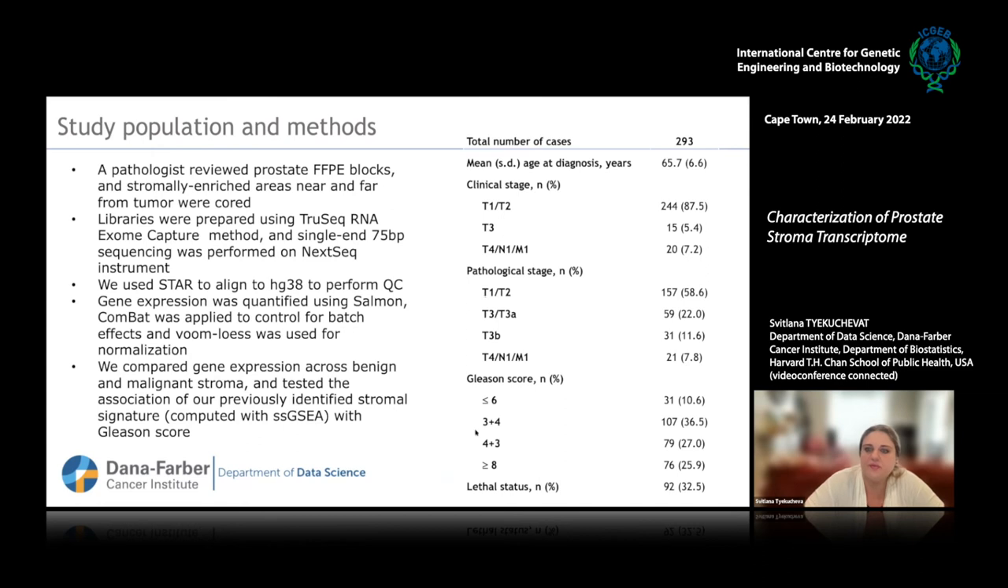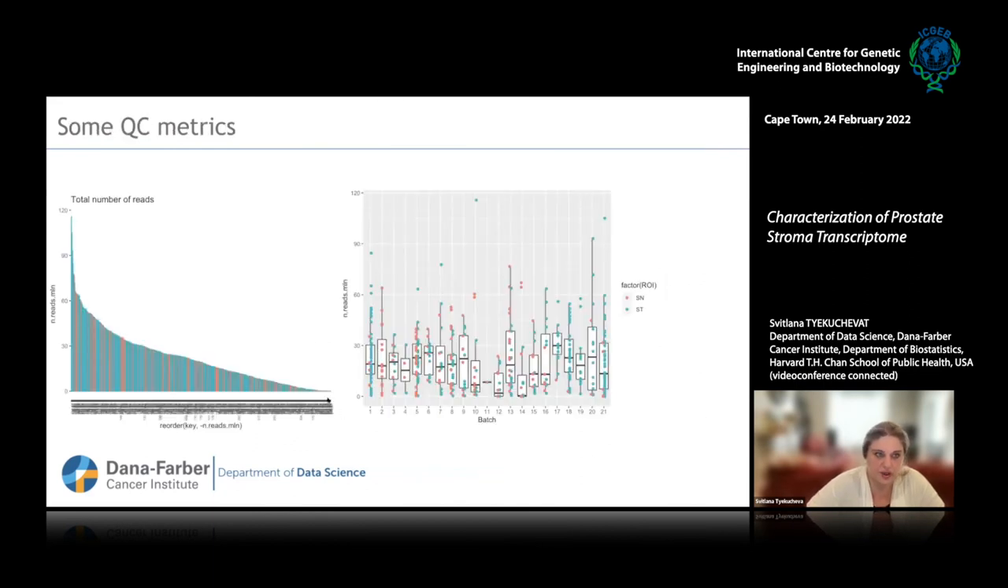These are the characteristics of these patients. And for some of them, we had paired tumor and stroma. We started with a larger number. Overall, we sequenced over 500 samples, but the quality of the data wasn't that great. And we lost a lot of samples because we had to filter them out because they were not looking good.